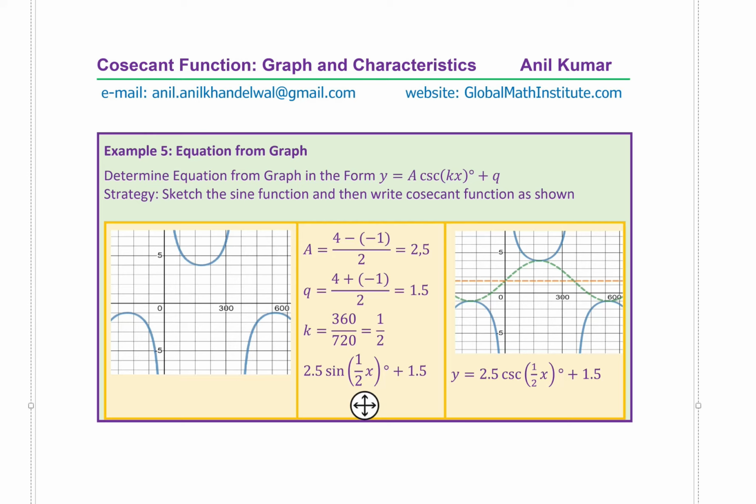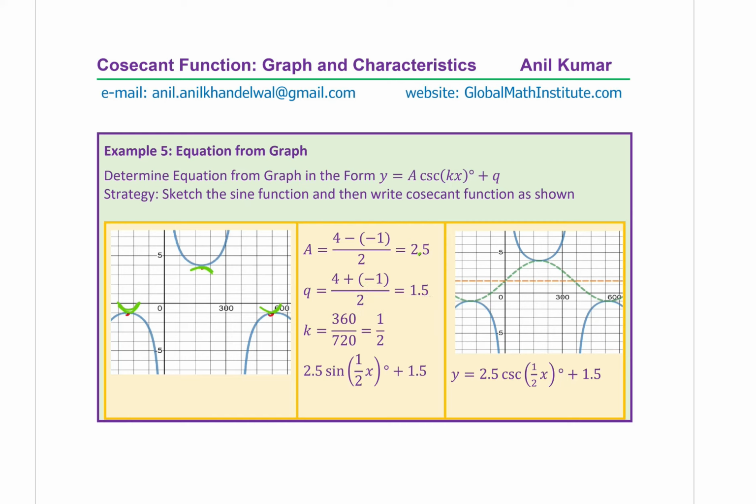So the idea is, again, read these values, right? On the sine function, this will be your maximum, correct? This is maximum, this is minimum for sine. Do you get the idea? From this we get the value of a. 4 minus 1 divided by 2 gives you 2.5 as the amplitude. Q value will be, add them and divide by 2, which is 1.5.